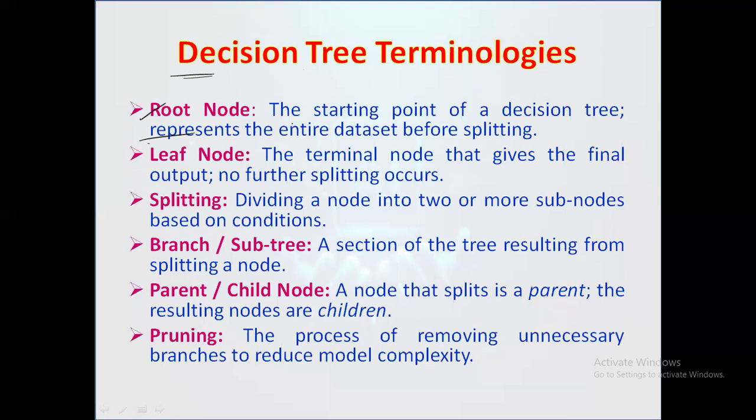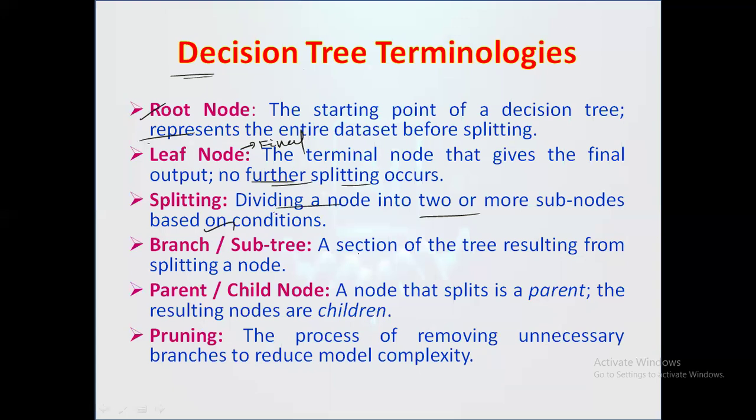The first one is the root node. The root node is the starting point of the decision tree, and it represents the entire data set before splitting. And a leaf node means the terminal node, the final node that gives the final output. No further splitting occurs. Splitting means dividing a node into two or more sub nodes based on conditions.